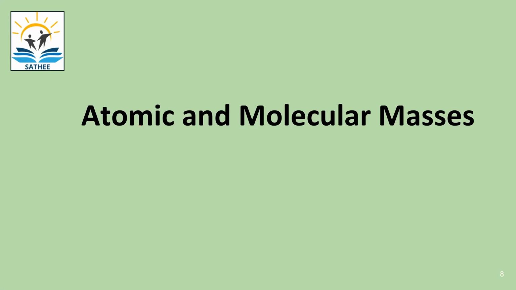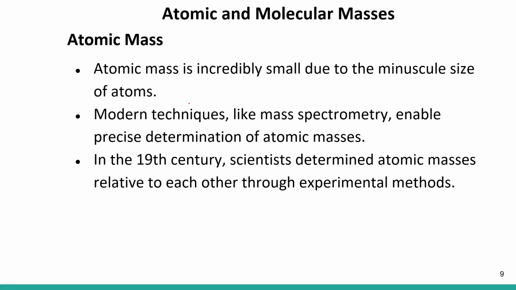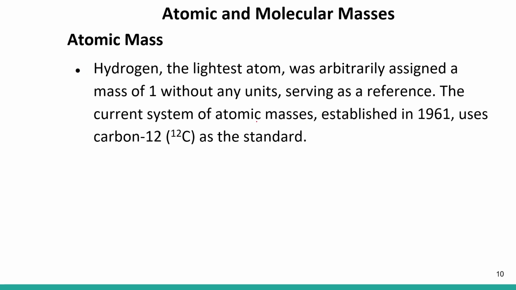Now, moving on to atomic and molecular masses. What is atomic mass? You know that an atom is a very small entity, and it is difficult to define it always. Modern techniques like the mass spectrometer enable this determination, but you cannot do it all the time. In the 19th century, scientists did determine atomic masses, but it was not significant, and it contained a lot of digits.